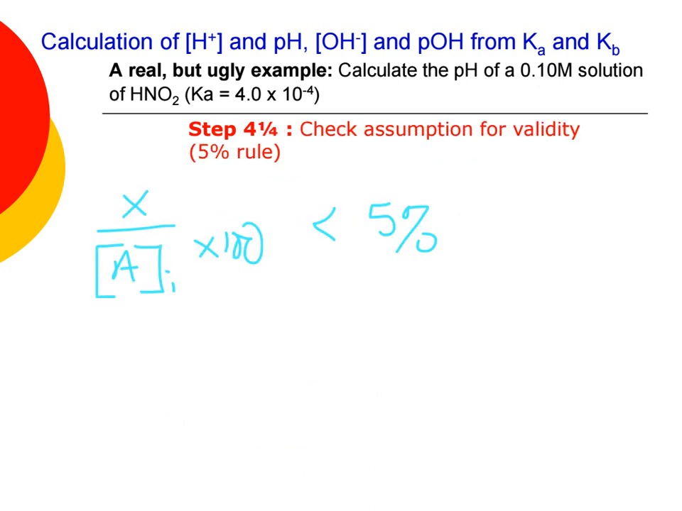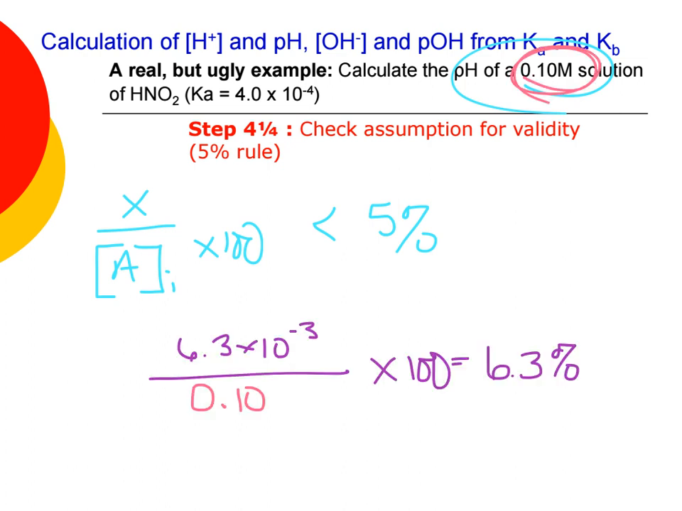The 5% rule kind of reminds me of percent uncertainty. We want to see that the x, in comparison to the initial concentration, which we were given here as 0.1, that percentage is less than 5%. So let's see what it is for this one.